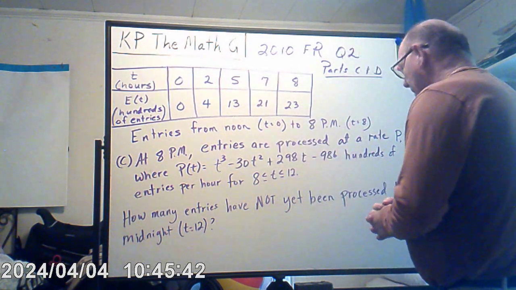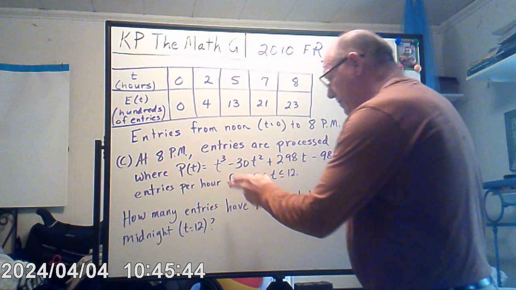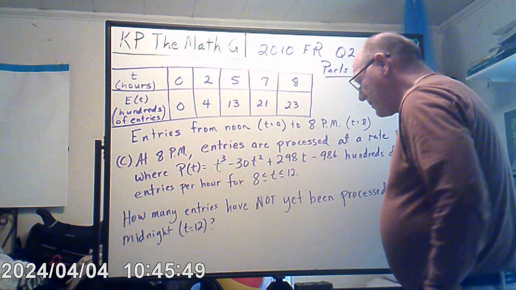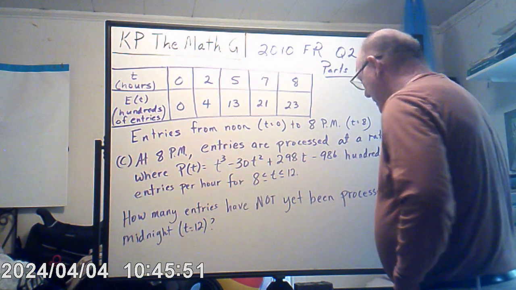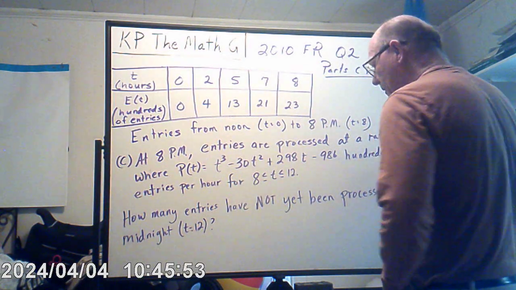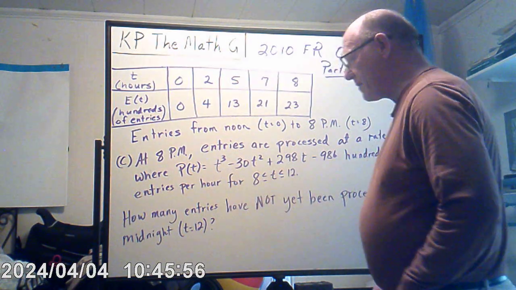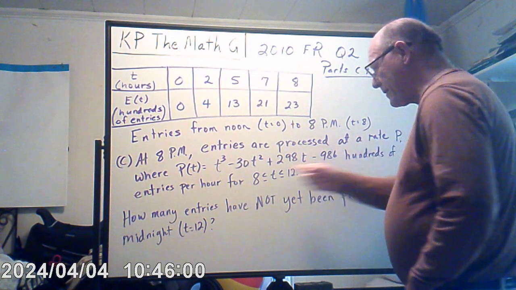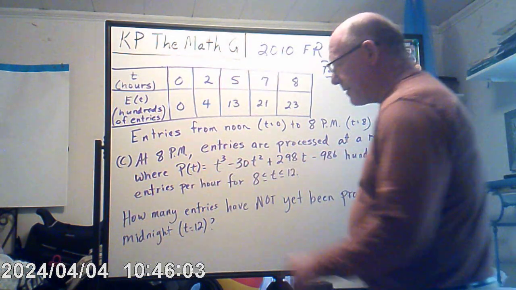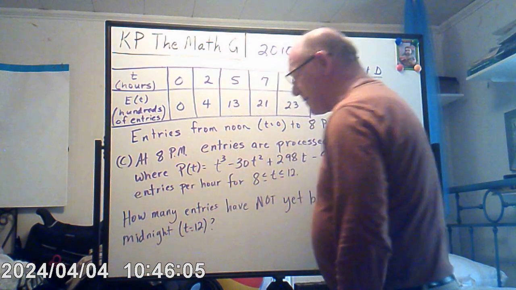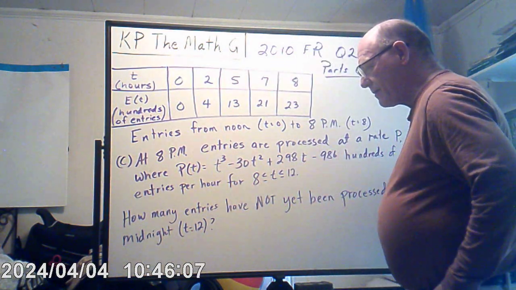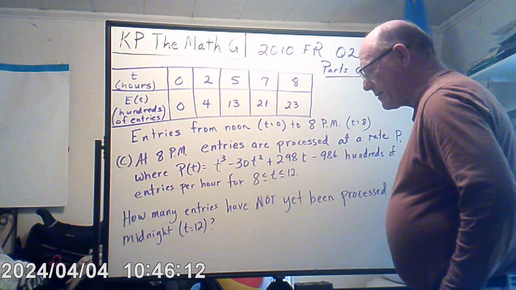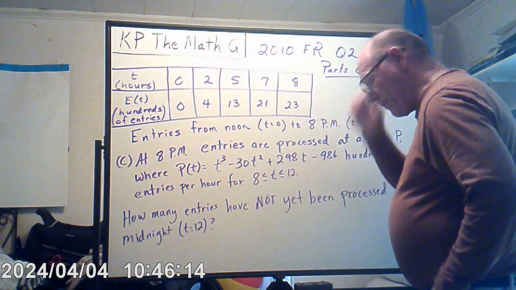Okay, at a rate p, where p at t is equal to t cubed minus 30t squared plus 298t minus 986. This is hundreds of entries per hour. They are processed at a rate. This is the rate right here. That's a comma, that is not p prime. That is p at t.